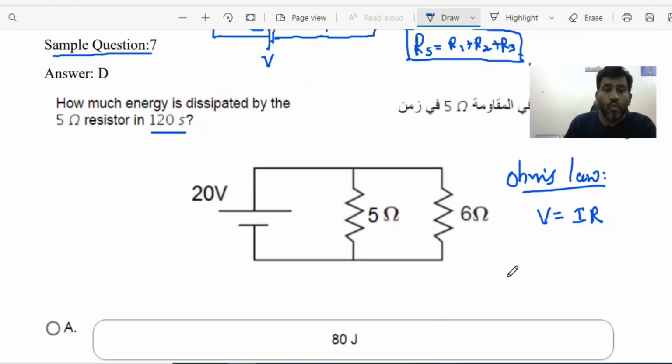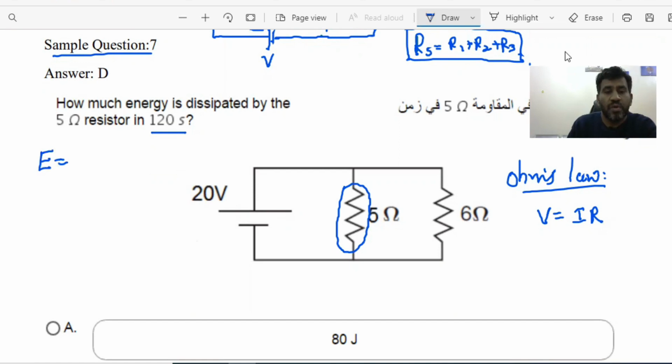They are asking us what is the energy dissipated in the 5 ohm resistor. So first, before calculating the energy, let me show you the energy dissipated formula.